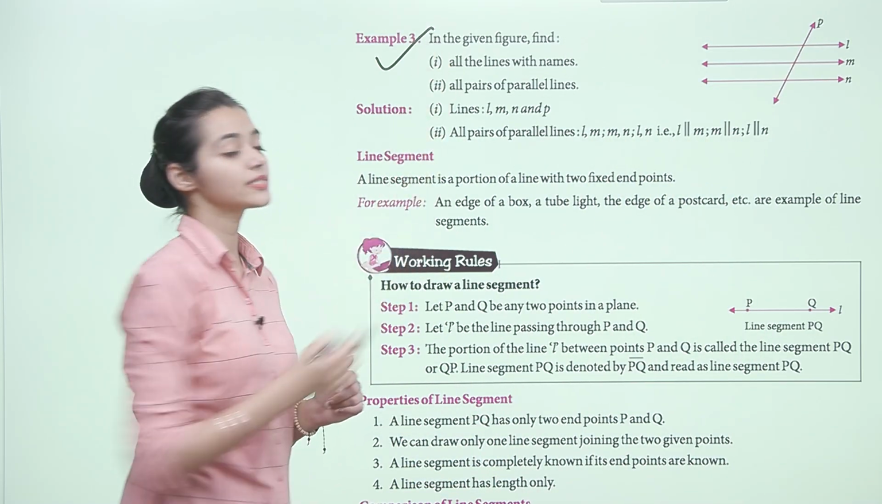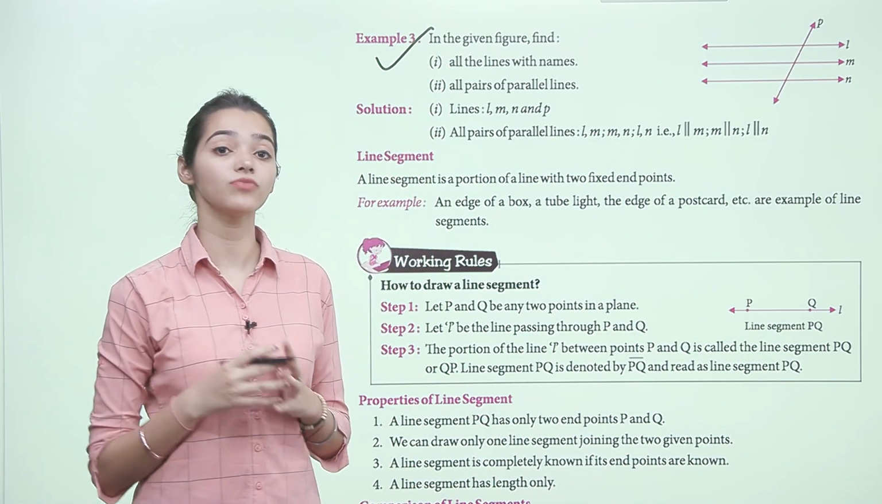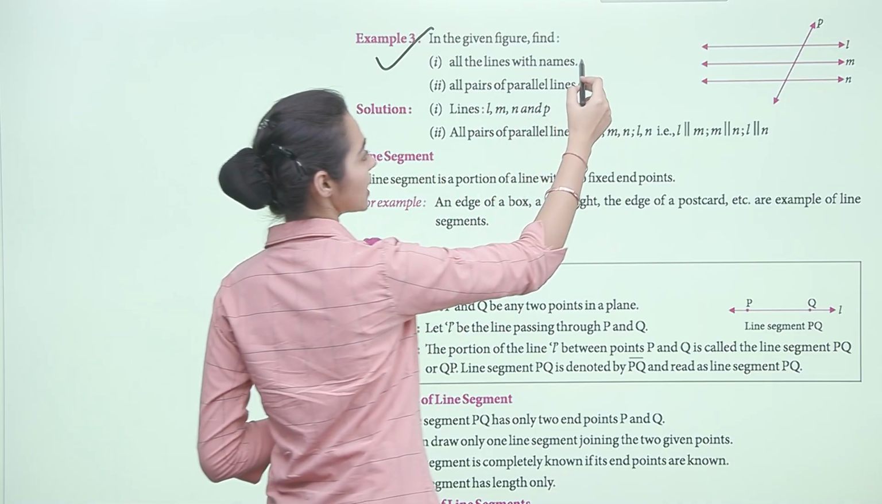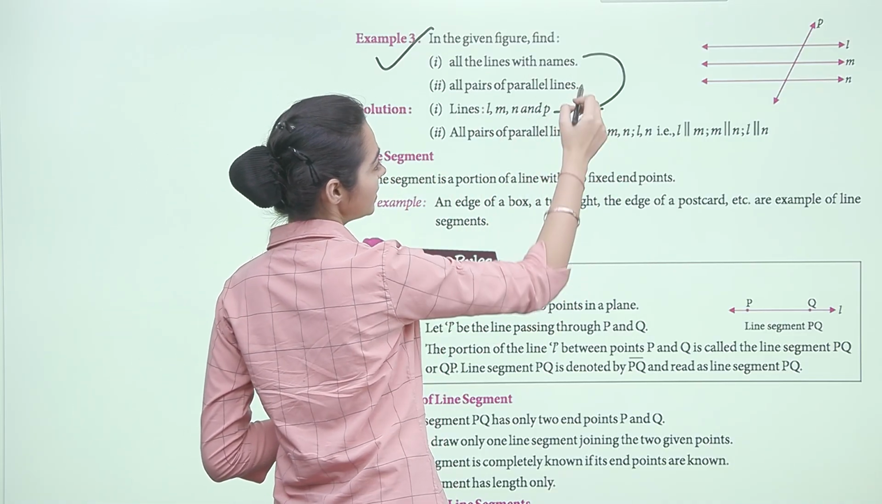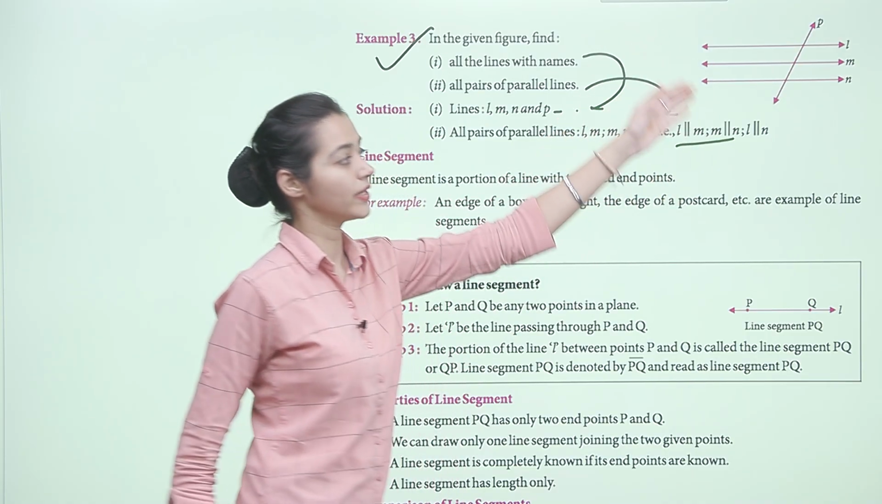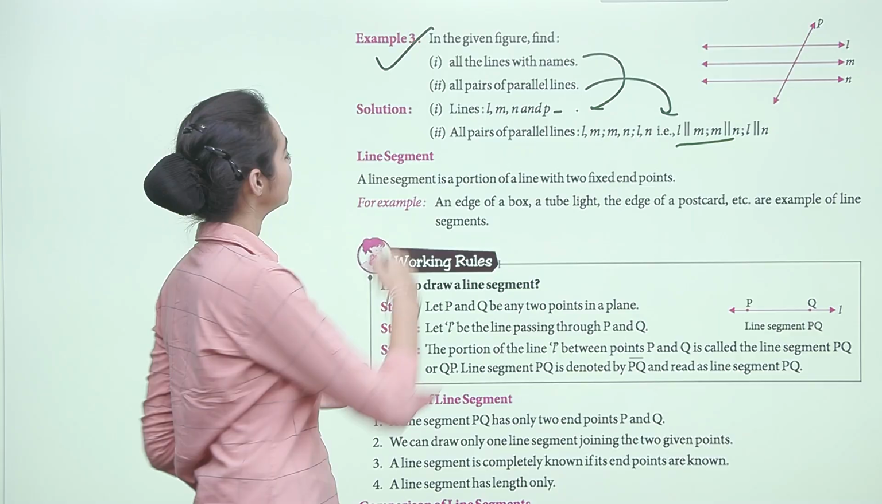Now in example number 3, in the given figure, we have to find all the lines with names and all the pairs of parallel lines. The lines with names are L, M, N and P. All pairs of parallel lines are L parallel to M, M parallel to N, and L parallel to N.